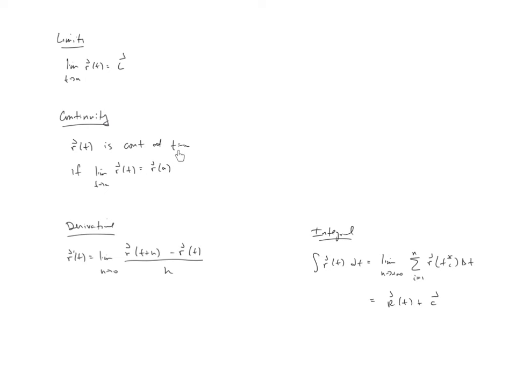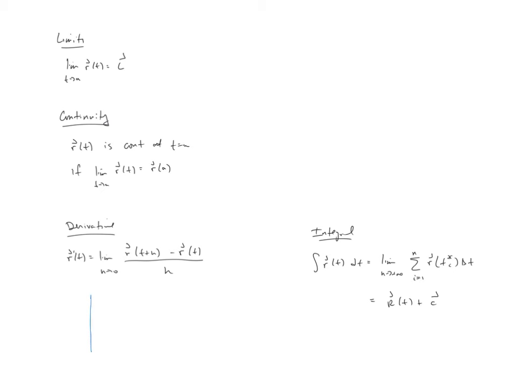We're continuous at t equals a, provided the limit as t approaches a of the vector valued function r equals the vector valued function r evaluated at a. This is a very similar Calc 1 definition, again now just dealing with vectors. The derivative is going to also be the same. I do want to point out that the actual derivative itself, using the limit definition, does result in a vector. And this is an important thing to mention.